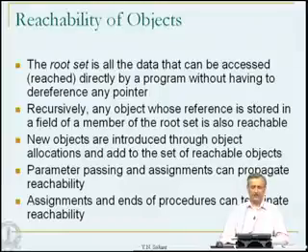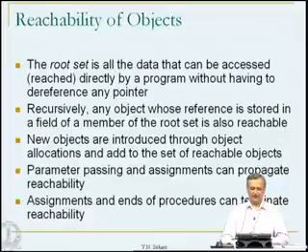Now, new objects are introduced through program allocations, object allocations, and they are added to the set of reachable objects. How we do this we will see very soon. Parameter passing and assignments can propagate the reachability of these objects. New objects are created through new or malloc calls, and when we pass some pointer as a parameter to another function, then the objects pointed to by this parameter are visible within that function also. So, then you can manipulate a little more and the reachability propagates there.